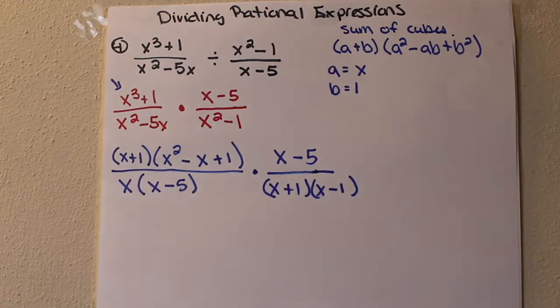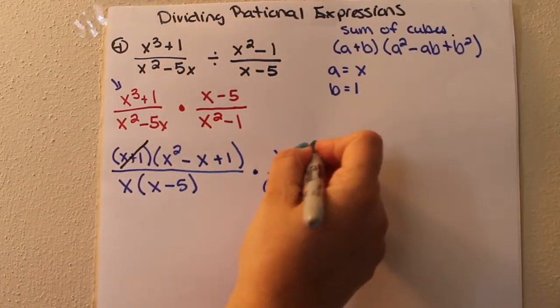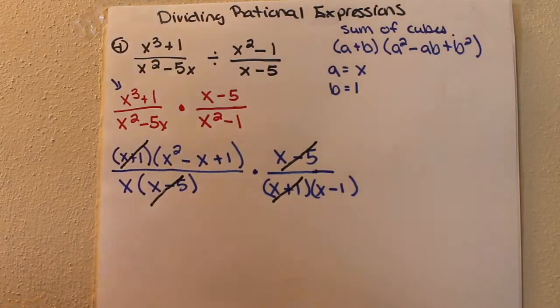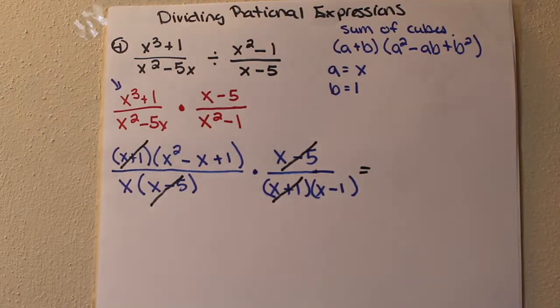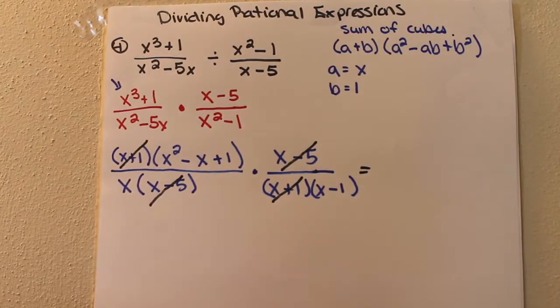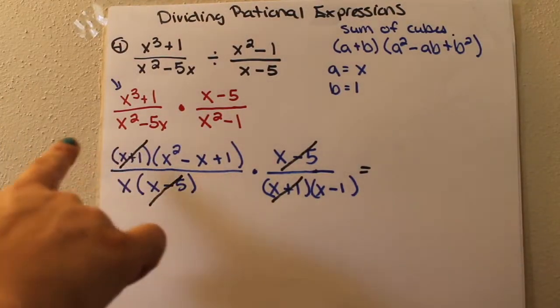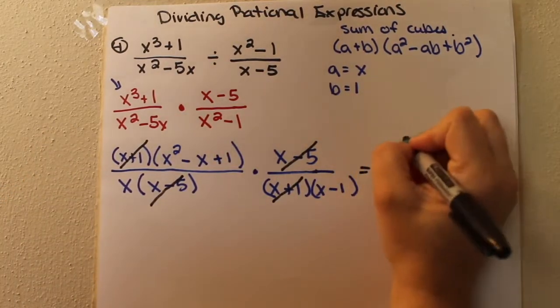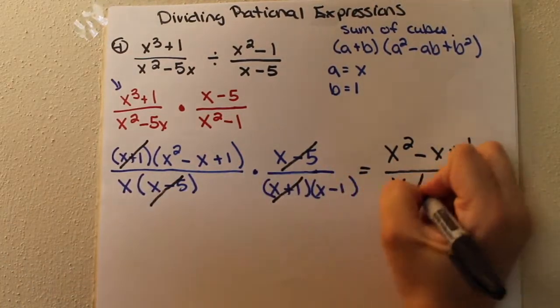Now that you've factored everything as much as possible, you can look for things you can cancel. I can see that this can cancel, this and this cancels, and I'm left with a couple things. But right away I noticed that there's a trinomial here that I didn't try to factor. So what I'm going to have to do here is put everything together. So I'm going to have x squared minus x plus 1. And the stuff that's left, I got x and x minus 1.